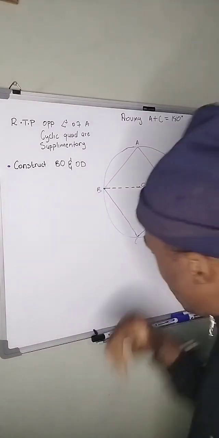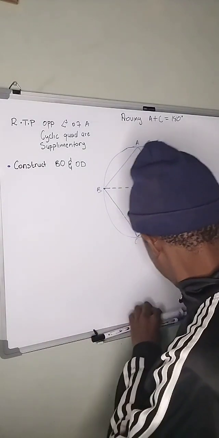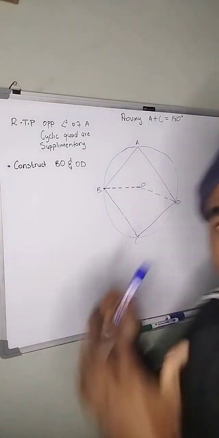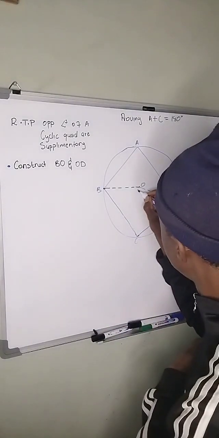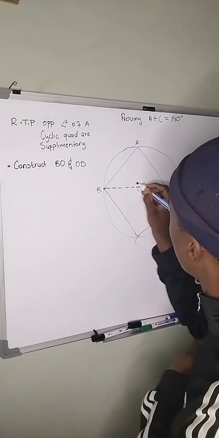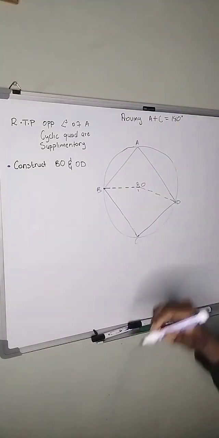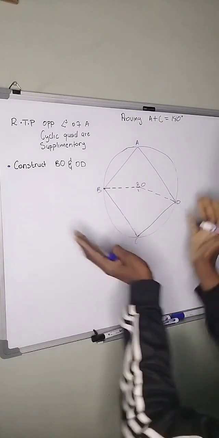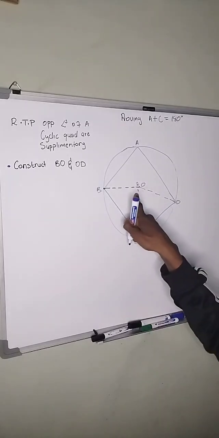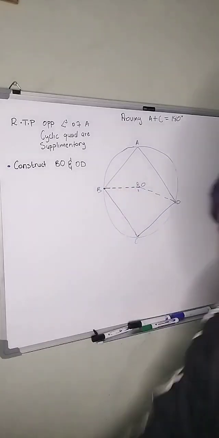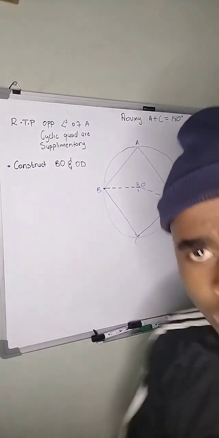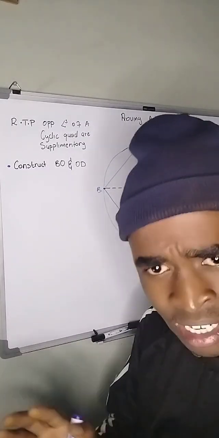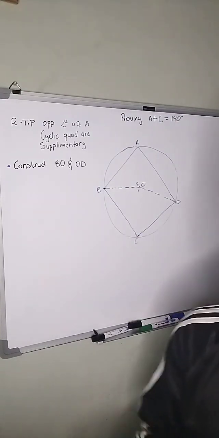And after, label your angles. Don't forget to label your angles. You don't just construct and leave it like this. So you are going to label this as O1 and that as O2. So now we are going to take this step by step. No rush, guys. Don't worry. We are not rushing anywhere.